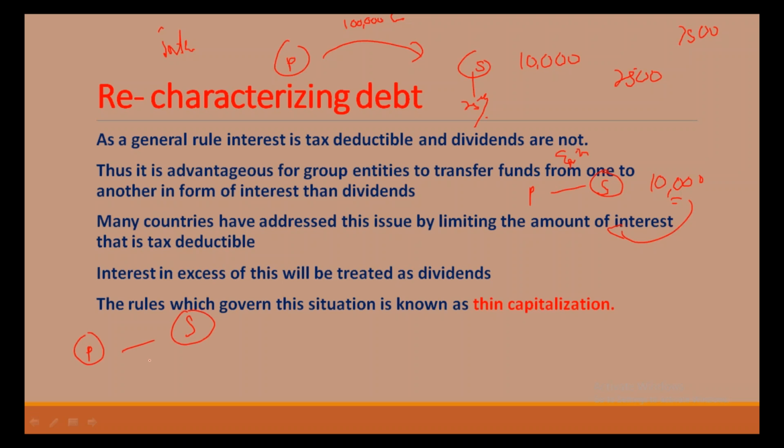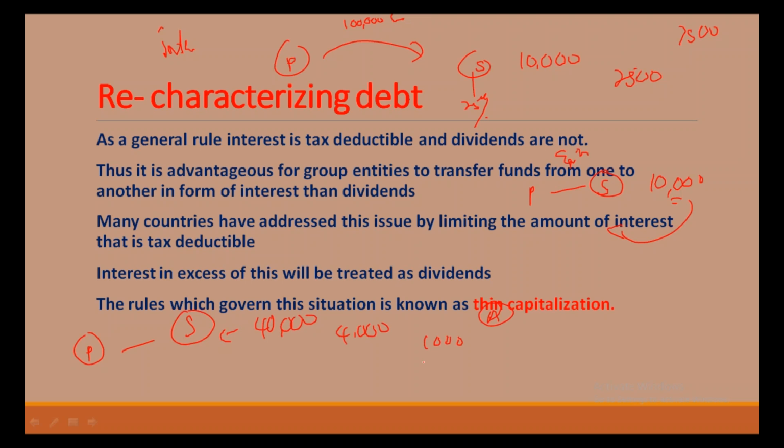Now, imagine if they went to a bank, the banker will not give them a 100,000 loan. The banker will look and say, no, we can give you a loan of only 40,000. But because the parent gave a loan of 100,000, if it was a bank it would give only 40,000. So on the 40,000, 10% is 4,000 interest. They can claim 25%, 1,000.